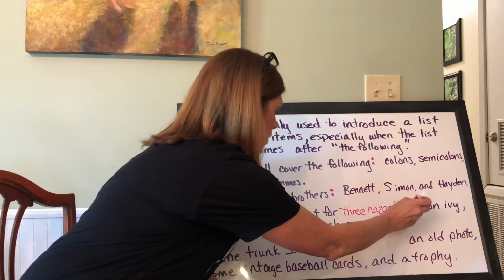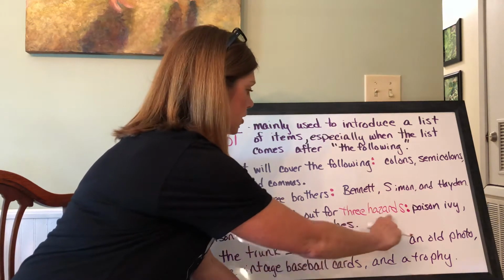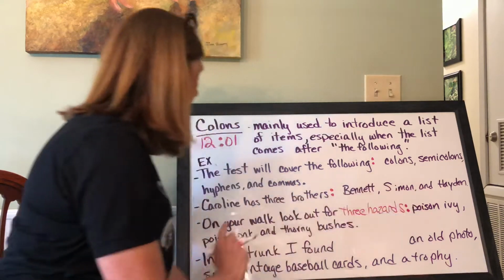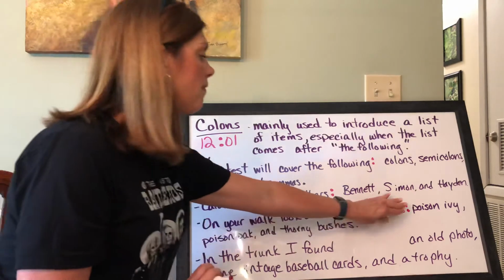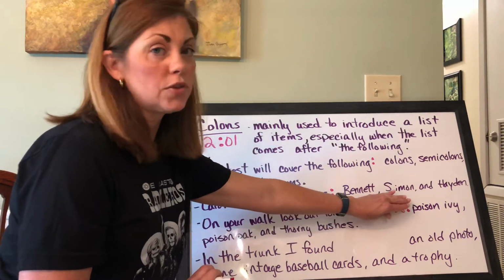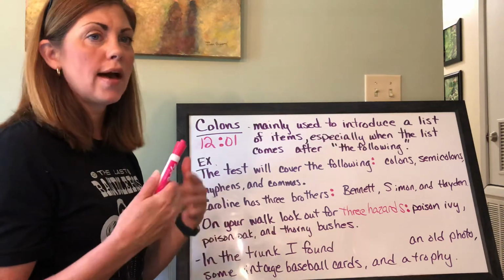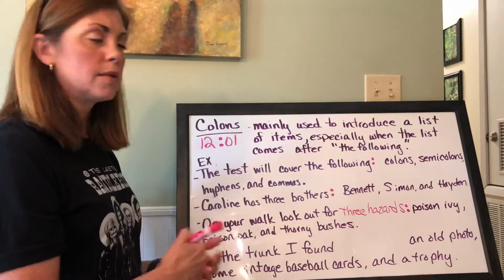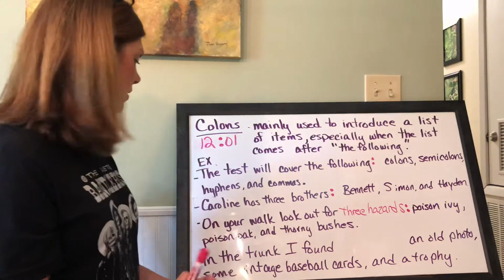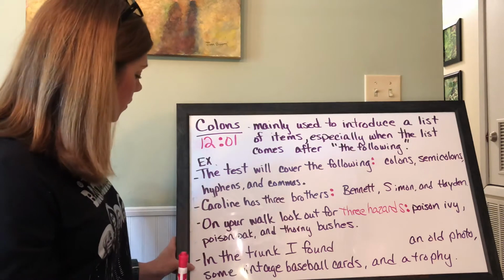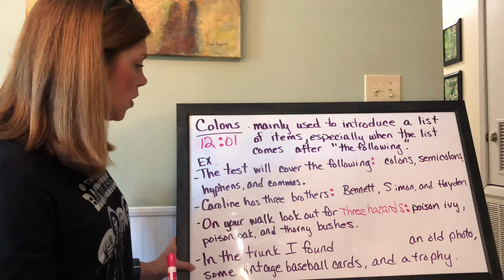Colon. Okay, so here's your object of the preposition. That's okay, it kind of finishes that phrase. And then you say poison ivy, poison oak, and thorny bushes. That is correct. Without this, it would have been fine with no colon. So you don't have to use a colon if you have a series of items or a list. But sometimes it's kind of nice and it makes your sentence sound better. Look at this next one. In the trunk, I found an old photo, some vintage baseball cards, and a trophy.